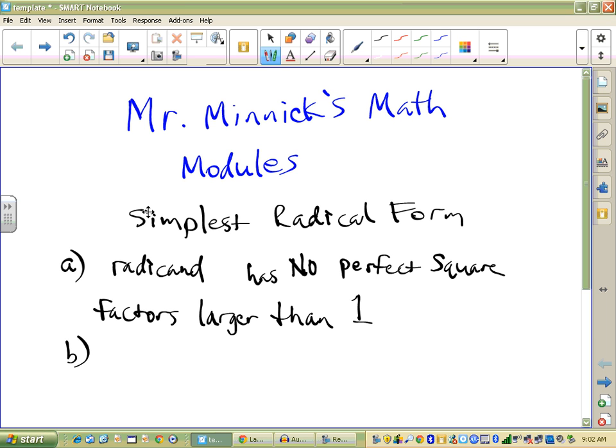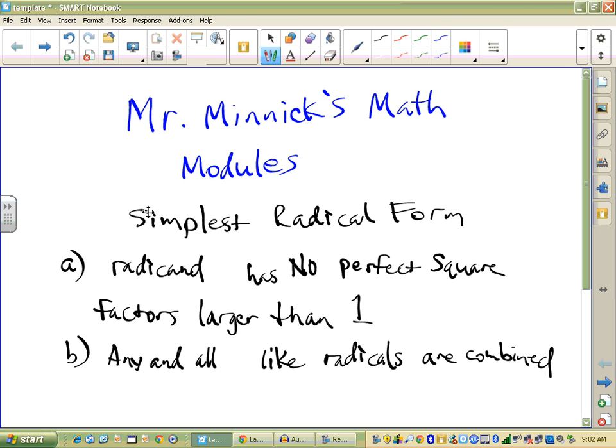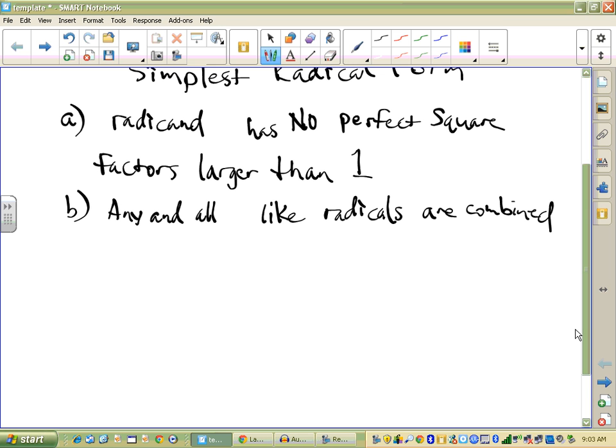Okay? The other condition that's got to be met is that any and all like radicals are combined. Perhaps in another module we'll discuss what a like radical is. It's similar to a like term. Like terms have the same variable, same exponent. We'll find that like radicals have the same radicand. Okay? So any and all like radicals are combined. I said there were several conditions. Really, there's only one more.